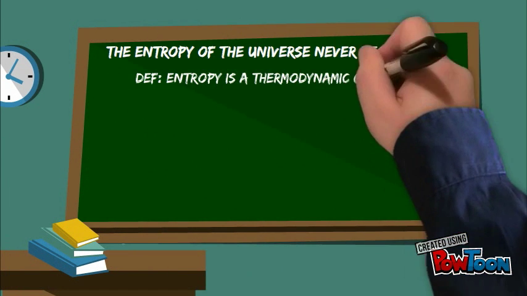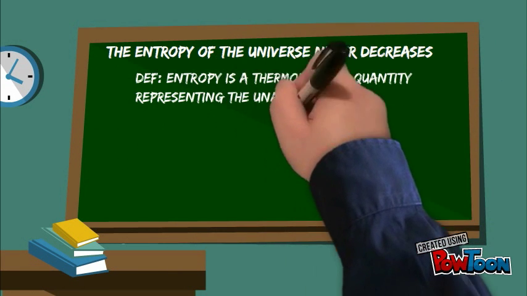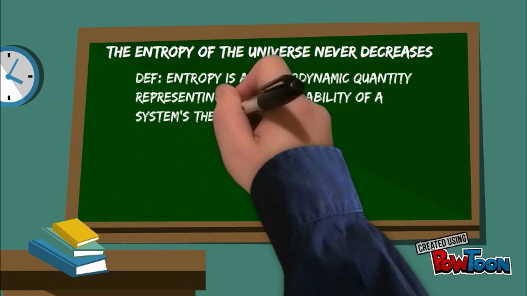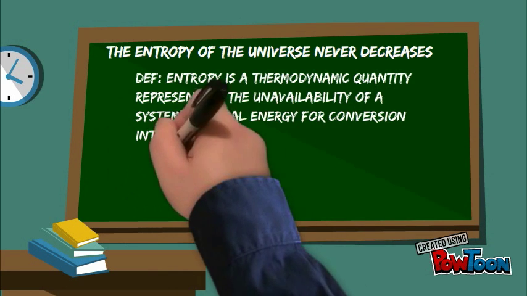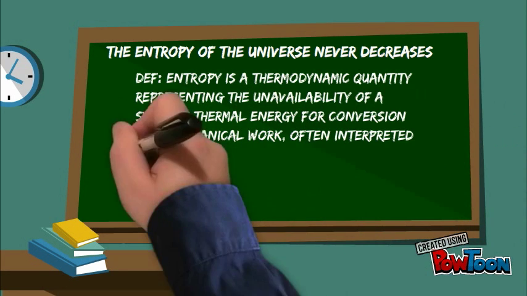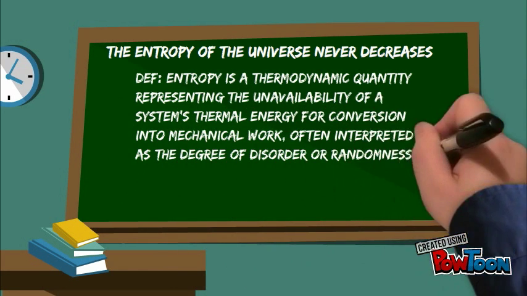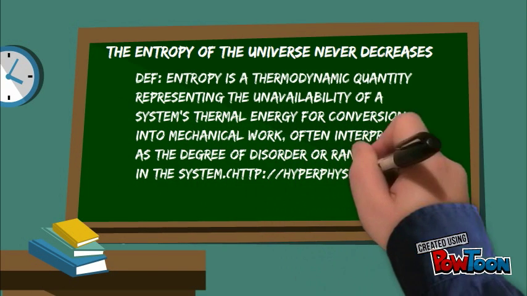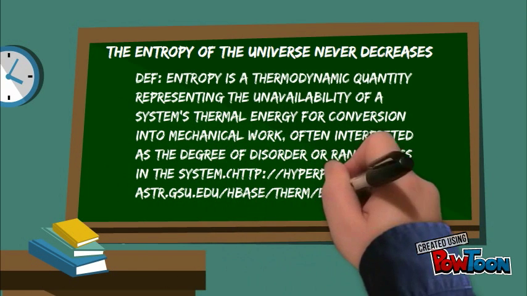The entropy of the universe never decreases. This is the second law of thermodynamics. Entropy is a thermodynamic quantity representing the unavailability of a system's thermal energy for conversion to mechanical work, often interpreted as a degree of disorder or randomness in the system.